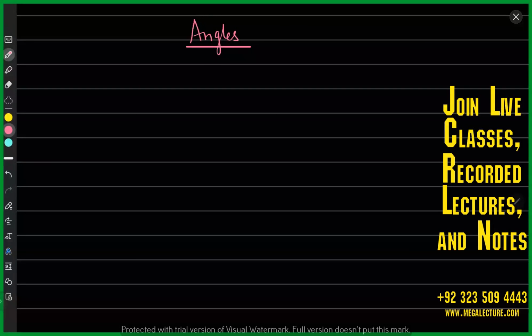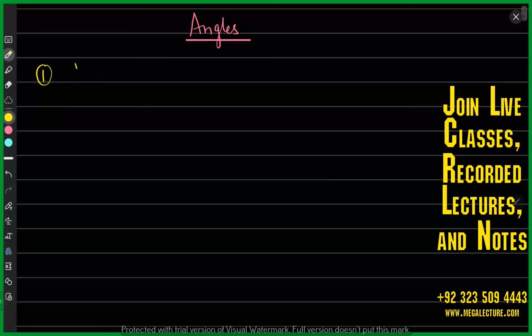It's angles. All right. Okay. First of all, let's talk about vertically opposite angles. Okay, so imagine you have two lines.